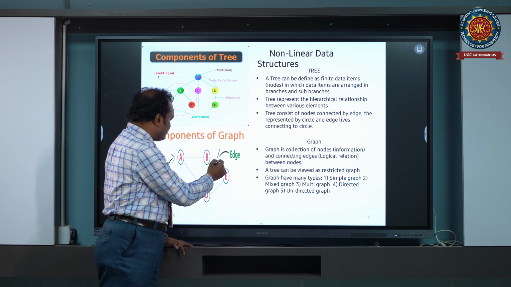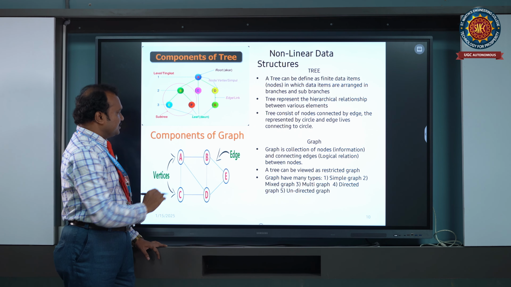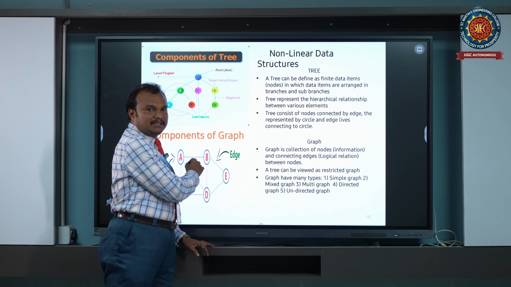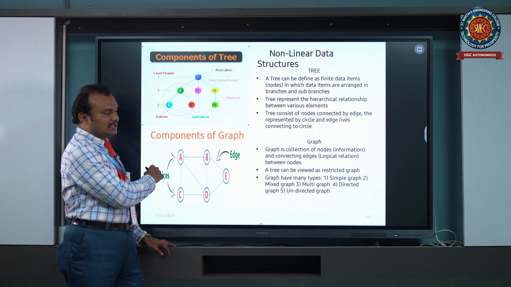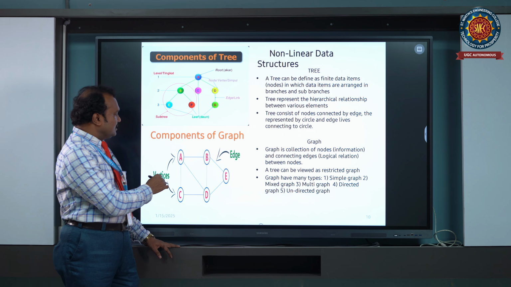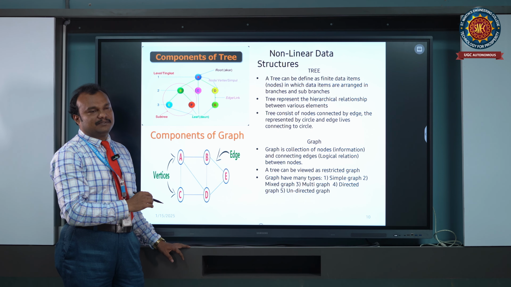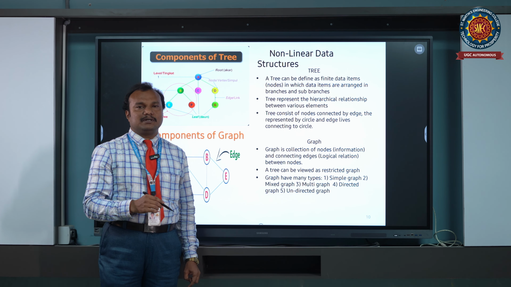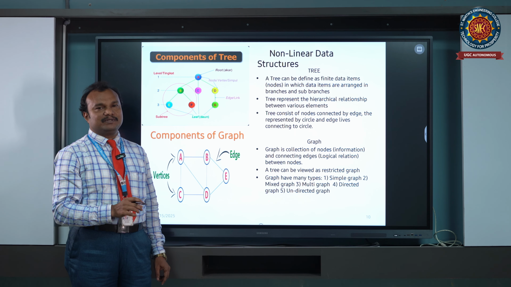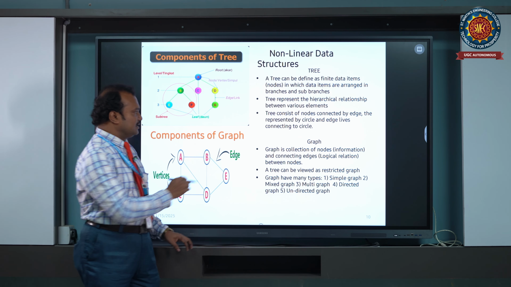So edges here are connected between the nodes. If we represent the edge with an arrow mark, then that graph is called a directed graph, else it is an undirected graph. Coming to the multigraph, if there is more than one edge between the same set of vertices, then we call it a multigraph.